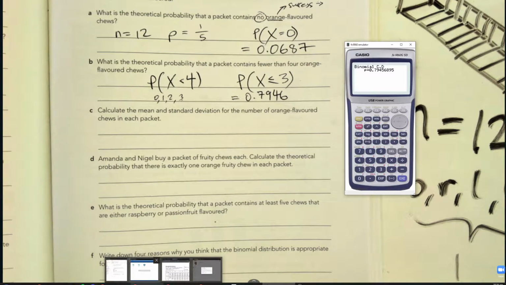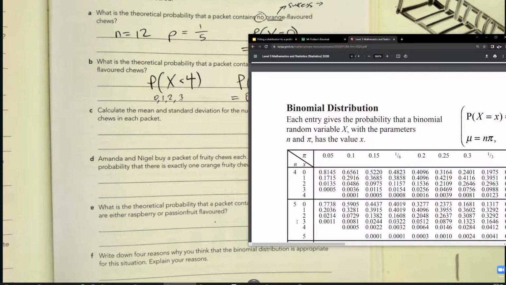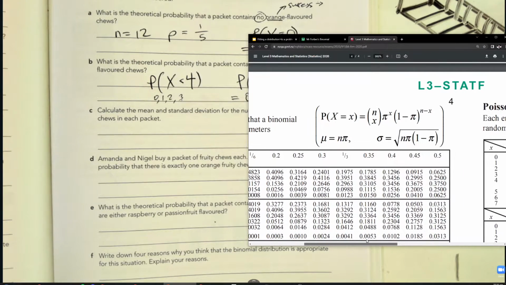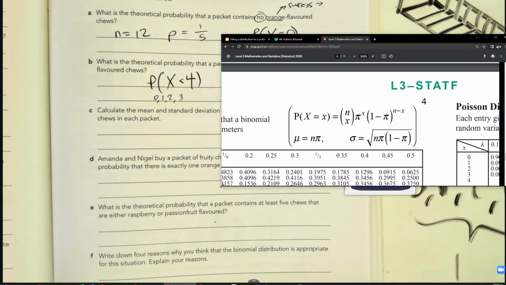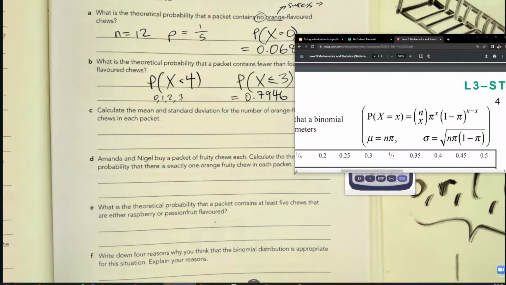Whenever you have a standard deviation question, it means you can just go to the formula sheet. Any mean or standard deviation problem, you can just take it to the formula sheet.